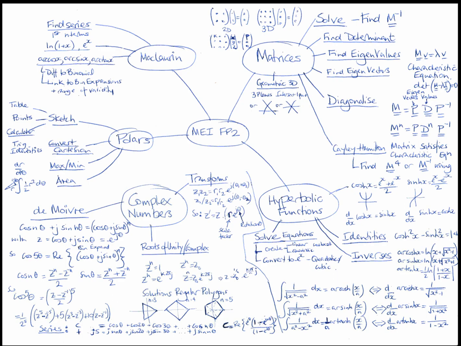And of course from that they may ask us about finding M to the n, or the limit of M to the n as n tends to infinity. And that's going to be our D to the power n, P minus 1. They're going to ask us to go through Cayley-Hamilton, that each matrix satisfies its own characteristic equation, and use that to find M4 or even M minus 1. So that's a fair chunk of stuff.